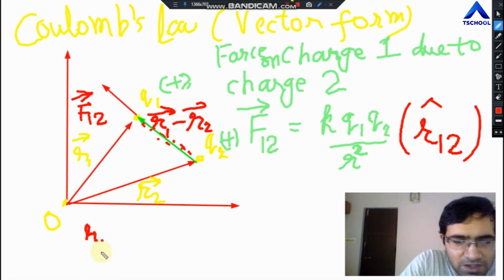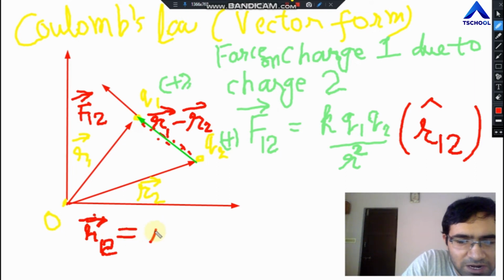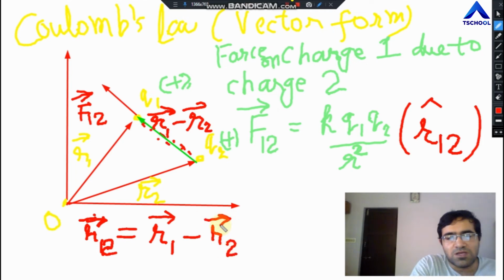I hope you remember that in relative velocity concepts we have learned that if we want to write R12 vector, we should write it as R1 vector minus R2 vector, just like relative velocity equations are written. So R12 vector is R1 vector minus R2 vector, right? But if I do not put the usual arrow sign and instead put the hat, then that means we are talking about a unit vector, which indicates direction.